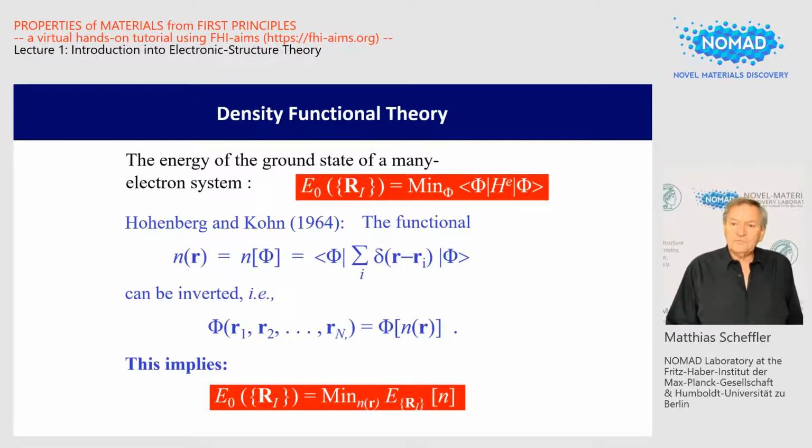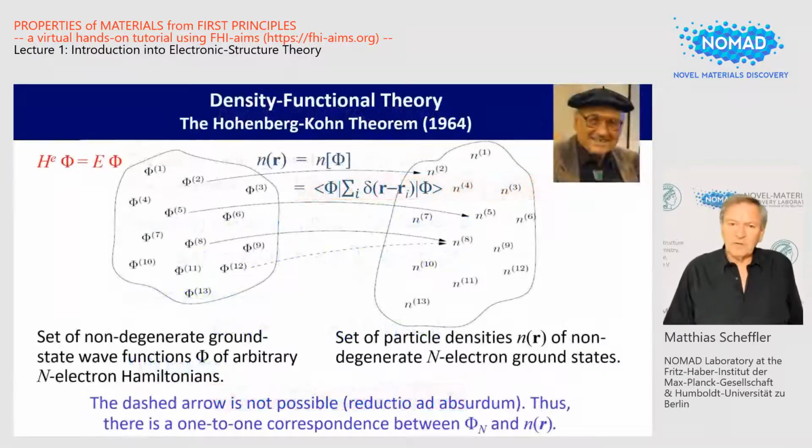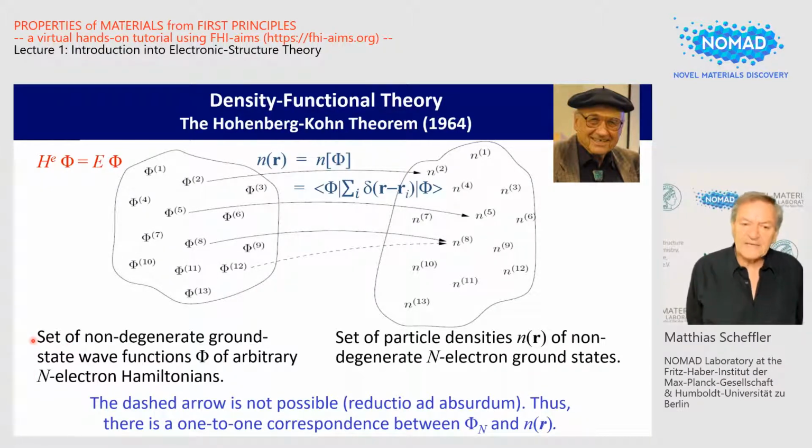Hohenberg and Kohn, here is a picture from about 10 years ago of Walter Kohn, have done this in a very nice proof, which is called in mathematics reductio ad absurdum. So we start with the assumption, with the ansatz that we have a set of known degenerate ground state wave functions phi of arbitrary n-electron Hamiltonians.